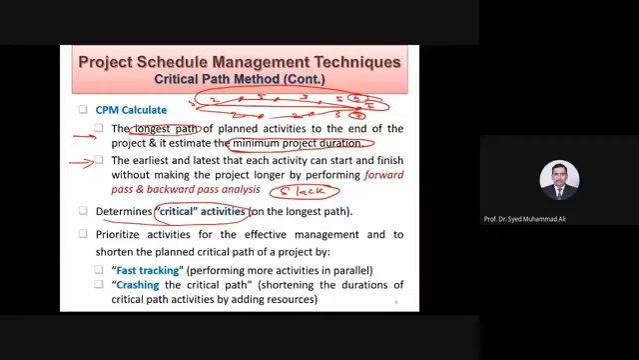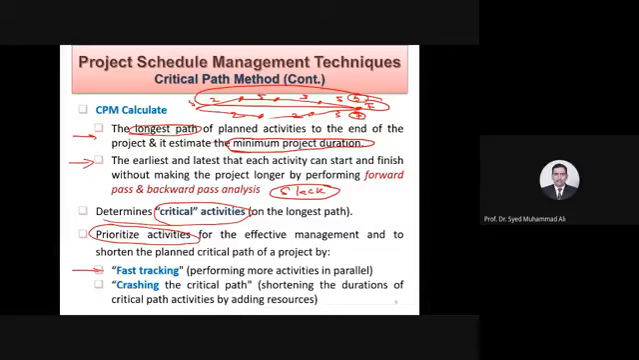अच्छा, prioritize activities for effective management and to shorten the planned critical path of a project. So definitely you will prioritize the activities, you will try to shorten the path so that your project is completed earlier. Now there are two concepts in shrinking or making the project complete earlier. One is called fast tracking, the other is called crashing. And what is fast tracking?